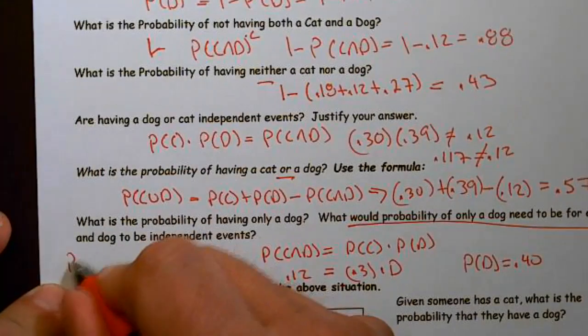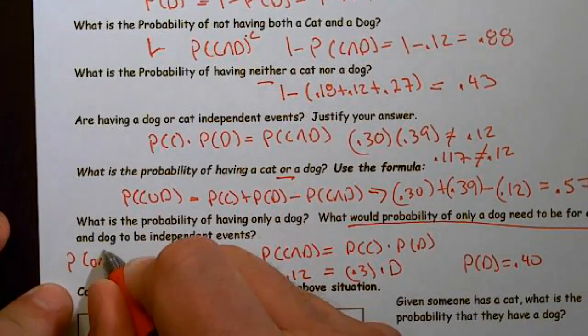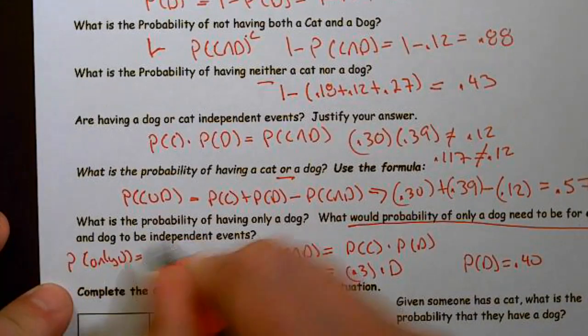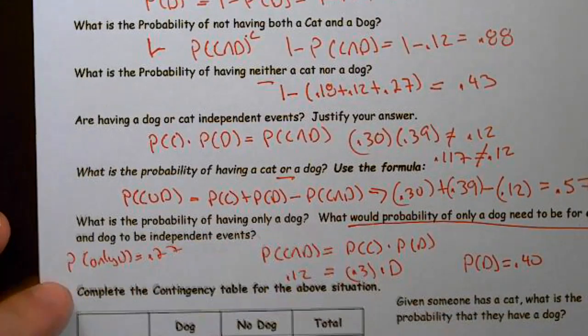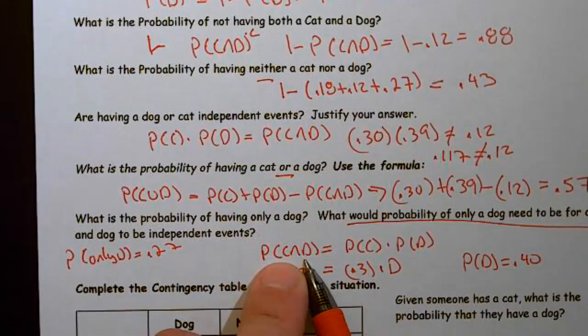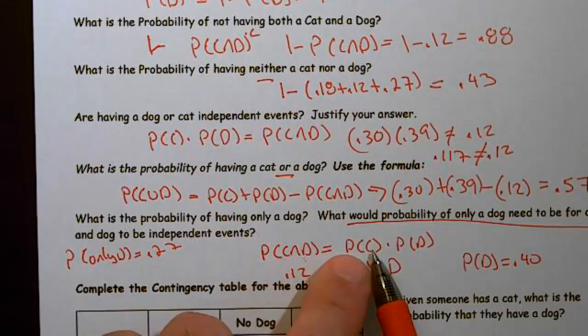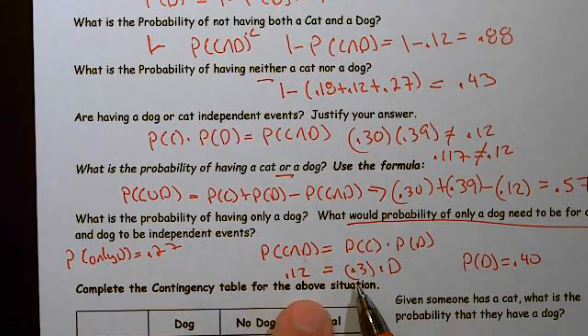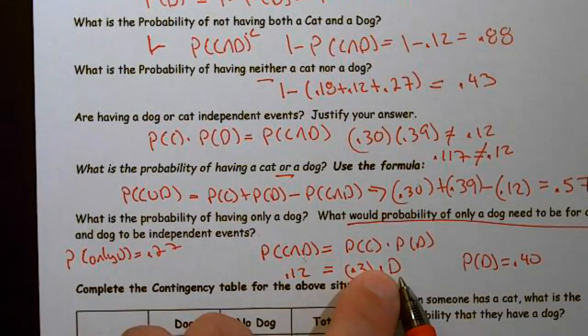And I should write the probability of only dog equals 0.27. All right, so probability of cat and dog, if they're independent, equals cat times dog. Well, they told us the intersection is 0.12. They said cat's 0.3, and they wanted us to figure the probability of dog if they were independent.